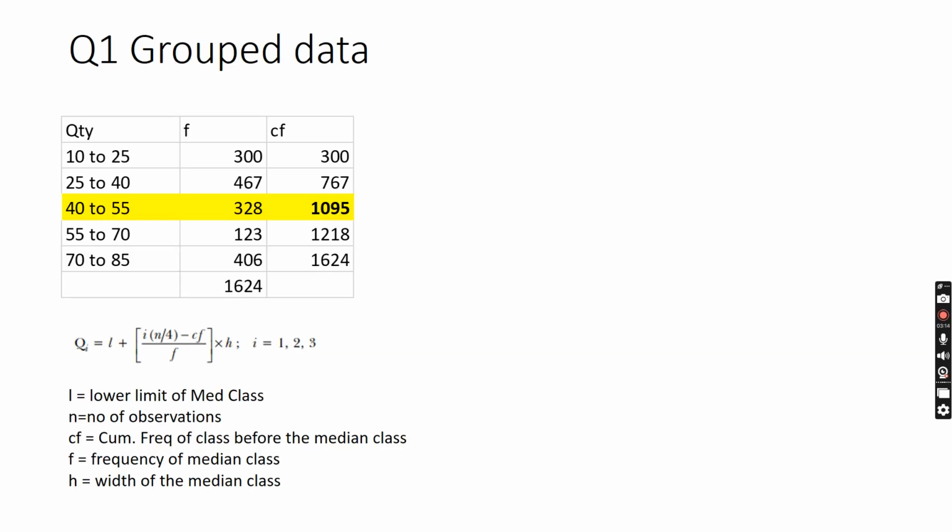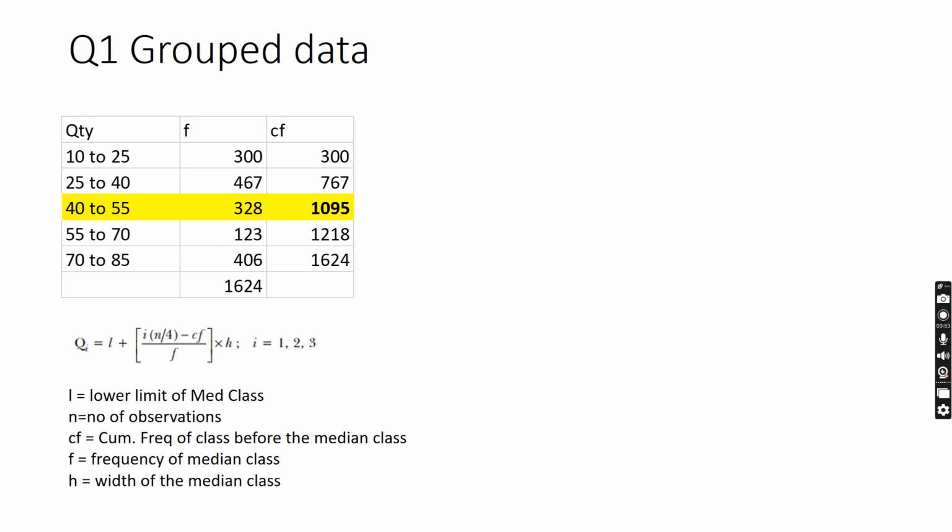Now coming to the calculation, we will use the same data set that we used for our calculation for median. The formula for Qi, or Q1, is L plus (i times n by 4 minus Cf) divided by f, times h. So if you're finding Q1, i becomes 1, so 1 into n by 4 minus Cf. If you remember, Cf stands for the cumulative frequency of the class previous to the quartile class, f corresponds to the frequency of the quartile class, and h is the class interval.